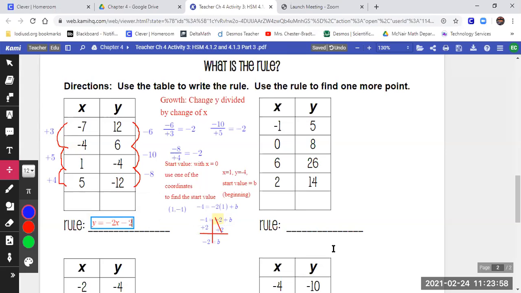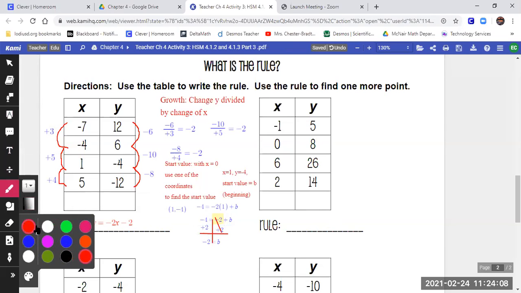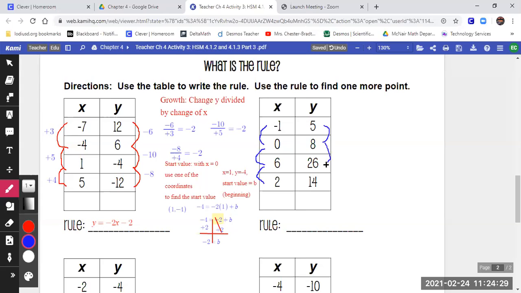We're going to do it again. Don't panic. So we start out by doing our connections and finding out our growth. There's no negative in front of the B, it's just a B. Okay, we got to figure out our connections.